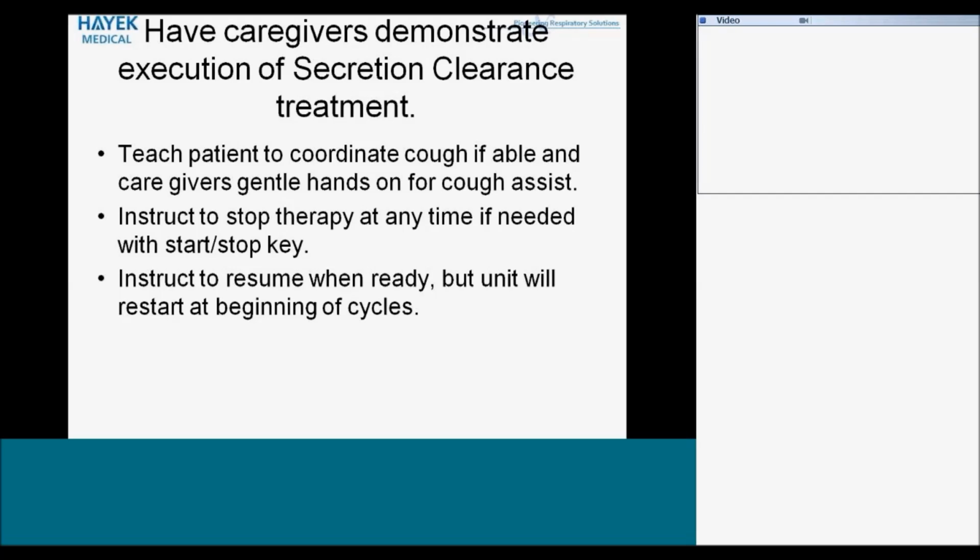And another thing to bear in mind is at the end of the treatment cycle, so let's say it's set for a 30-minute treatment. At the end of that 30-minute treatment cycle, it goes into standby. And then someone needs to be present to put it back into the support mode and to resume support if the patient needs to go back onto support.